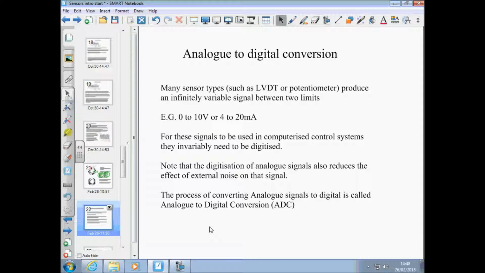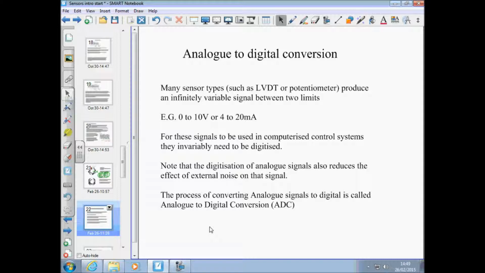For these signals to be used by computerized systems, they invariably need to be digitized. Note that the digitization of analog signals also reduces the effect of external noise on that signal. So, if you've got an analog signal and you send it long distance as an analog signal, it can really easily be interfered with from other signals. If you digitize it into a series of ones and noughts, effectively, that is far less susceptible to being interfered with.